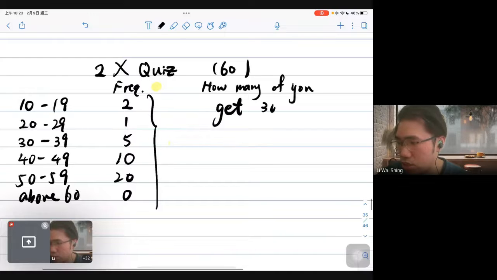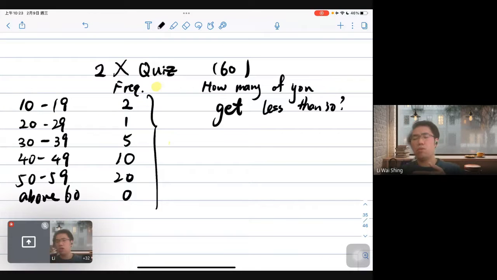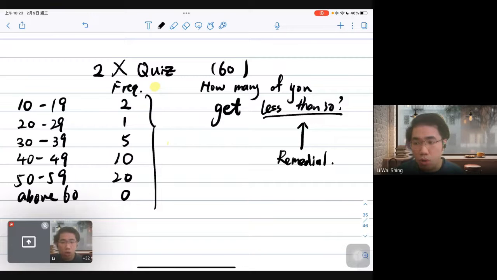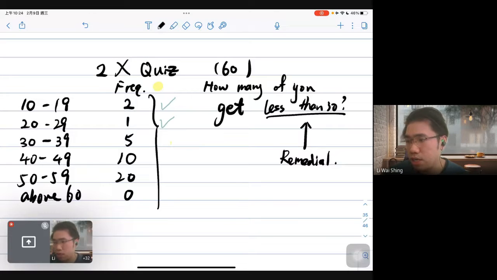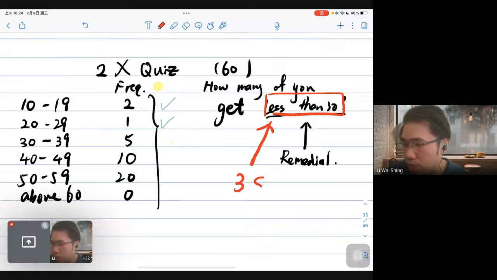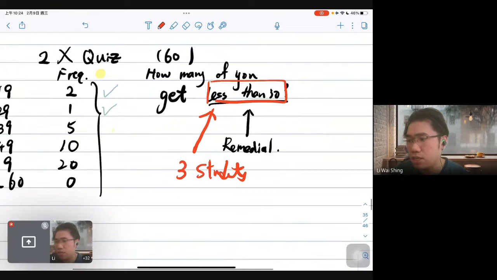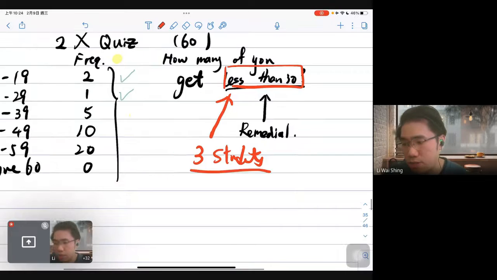get 30 below, less than 30. I want to know how many of you less than 30. Okay, for example, student less than 30, then you need to have a remedial class with Mr. Lee. I don't want to know which group you are in. I want to know less than 30, how many students are there in total? Then I will count. Okay, this group, yes, I need to count it. And this group, I will count it. So I add up this 2 frequency. I know that less than 30 marks, there are a total of 3 students. I add up the frequency and find that if I want to find the number of students less than 30 marks, there are 3 students.